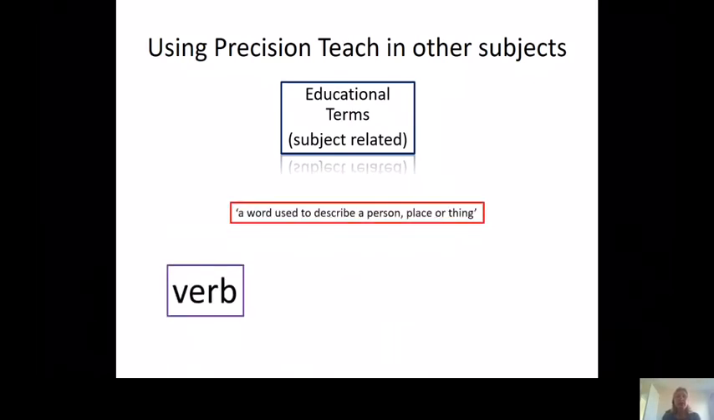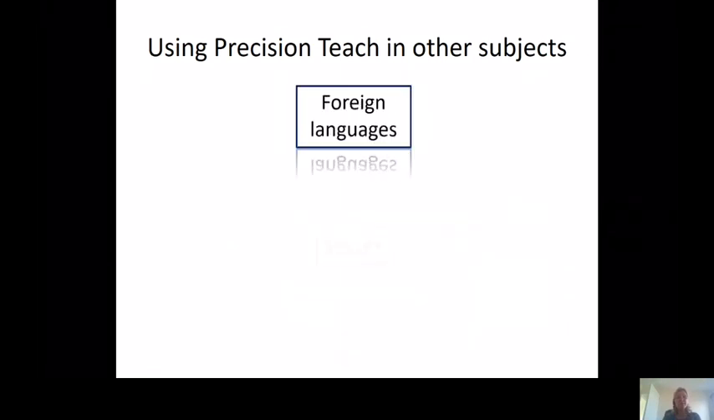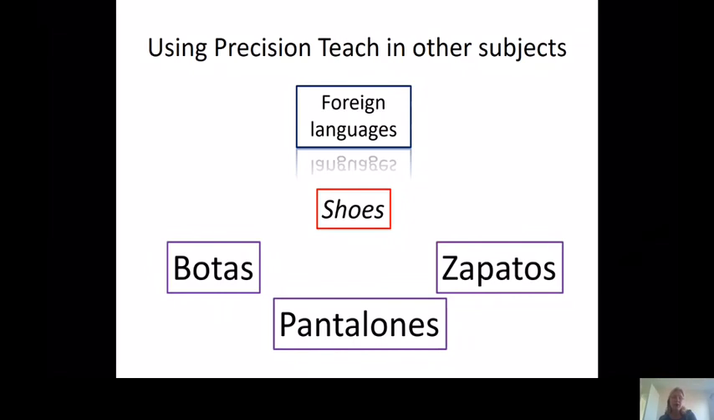You can use it for educational terms. So here we have the answer: a word used to describe a person, place or thing, and the child has to point or show me the answer, or ask them to read it. You can use it for foreign languages. So here, the English is shoes. Show me Spanish for shoes. Is it botas, pantalones, or zapatos? And excuse my pronunciation.